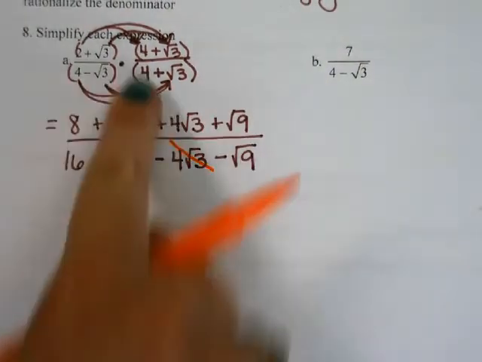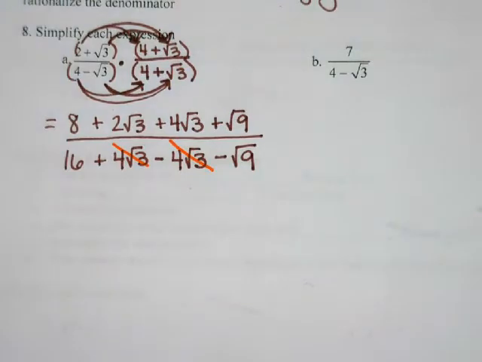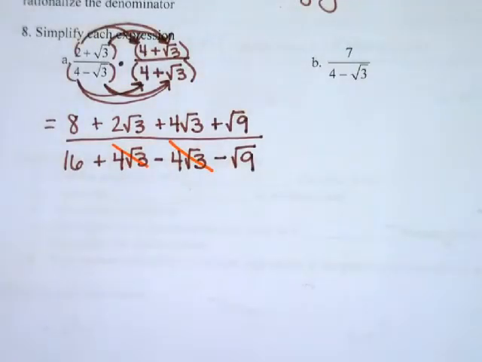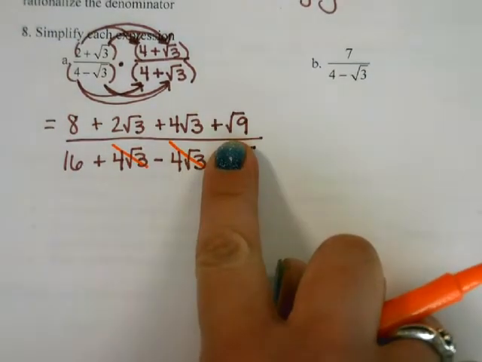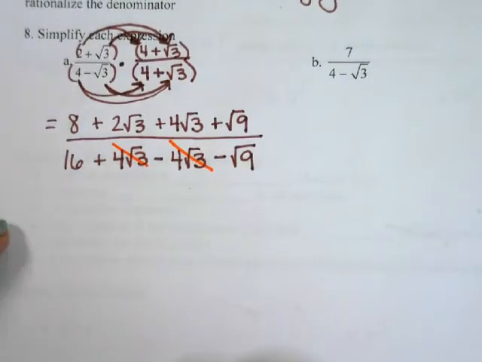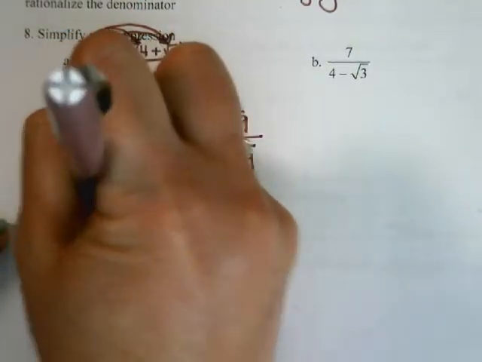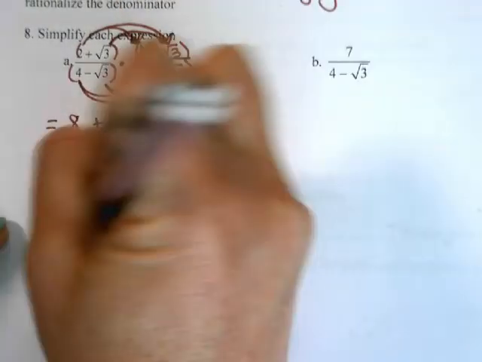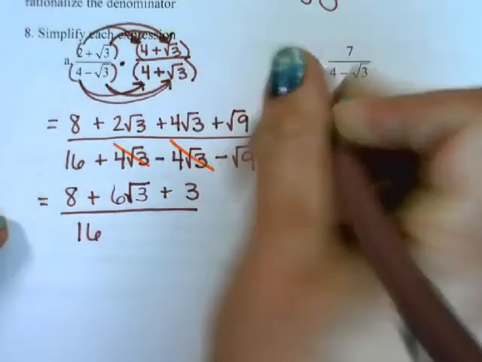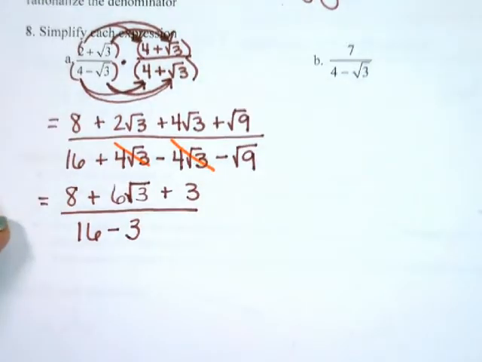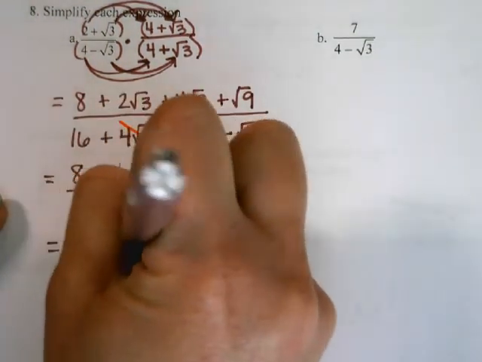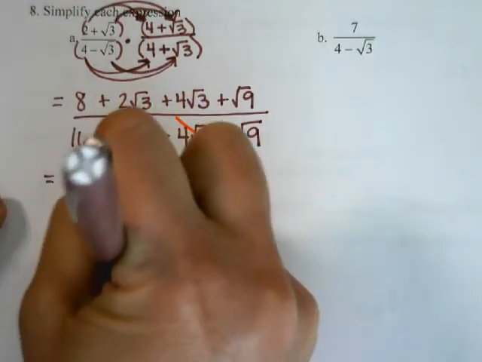I can't cross out between the numerator and the denominator. Don't do that. Okay, there's plus signs. This is a grouping symbol, so you have to simplify the whole top. What's the square root of 9? Yep. So I have 2 root 3 and 4 root 3, so I have 6 roots of 3 plus 3 and 16 minus 3. So I get 11 plus 6 roots of 3 all over 13.